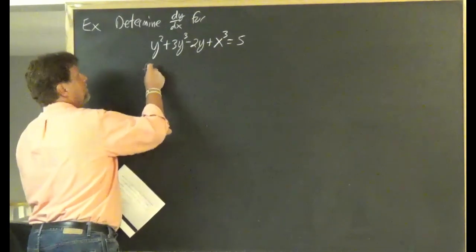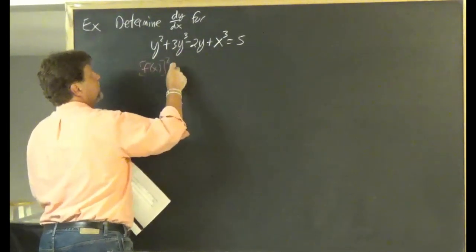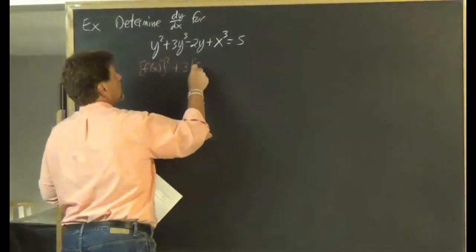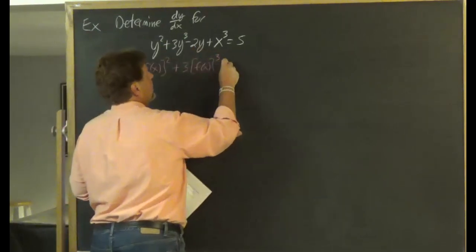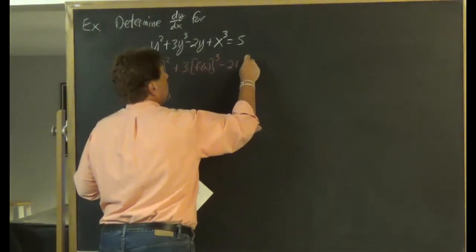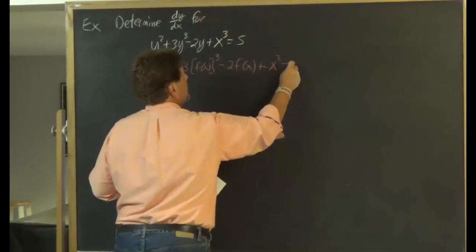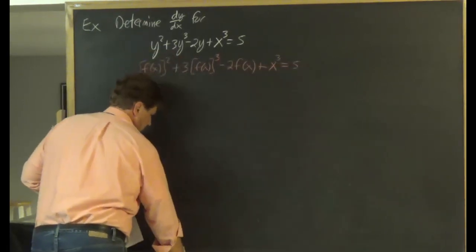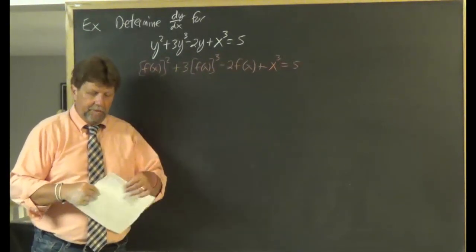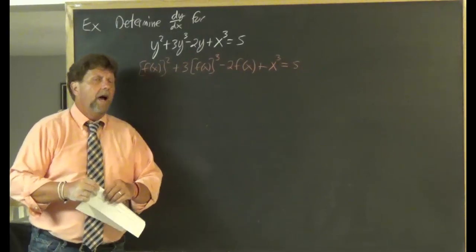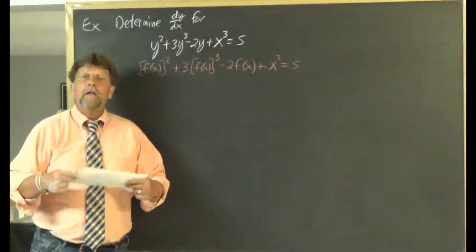So I would have f of x for this y, f of x for this y, f of x for that y. Oh, that's an x, so I leave it alone. So that's an extra step that I'm putting in, and I'm just putting it in for this example only. I'm not going to do this in the future. I will continue to verbalize it, but I won't actually write it down.